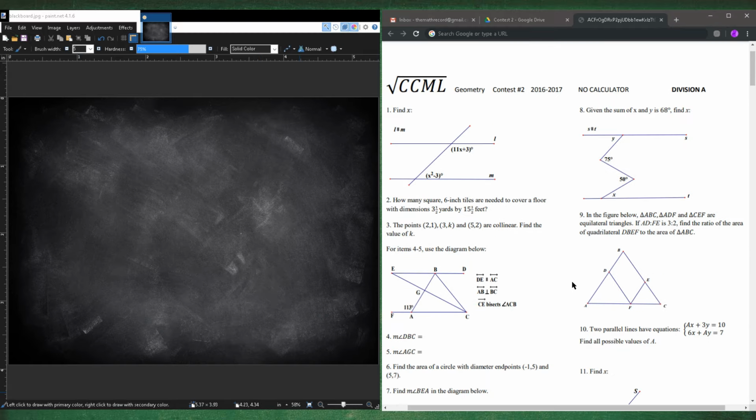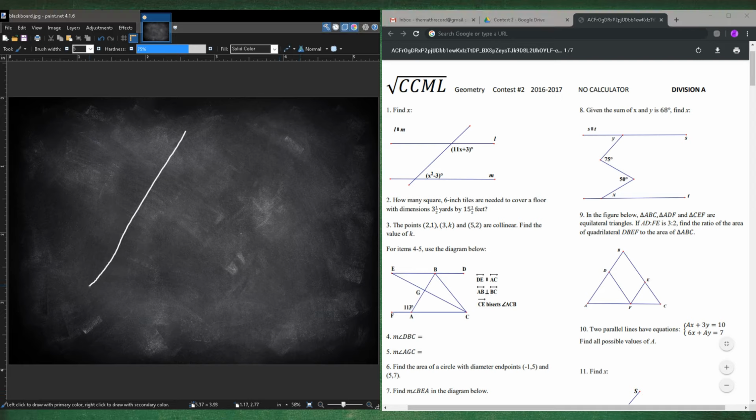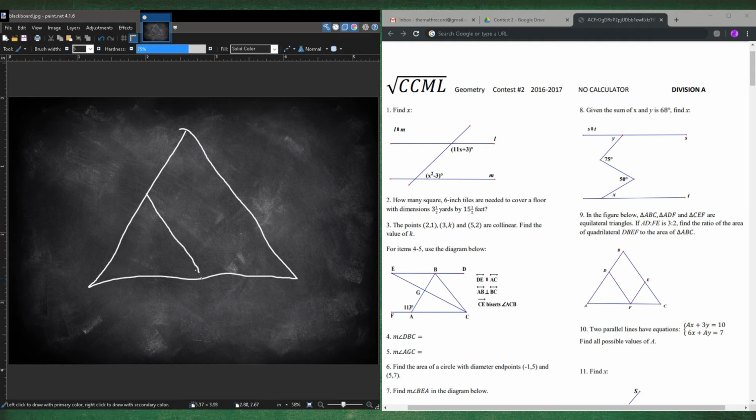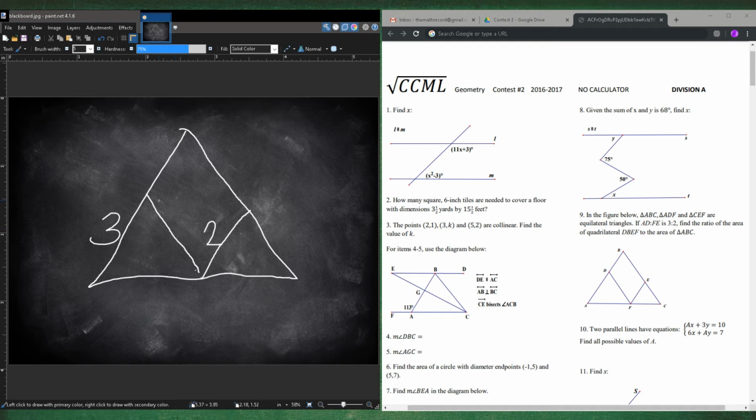Number 9. In the figures below, ABC, ADF, and CEF are equilateral triangles. Actually, let's draw this picture out first. So we have to draw an equilateral triangle, another equilateral triangle, and another one. They say AD to FE is 3 to 2. So this is 3 and this is 2. And find the ratio of the area of quadrilateral DBEF, so the area of this thing, to the area of the entire triangle ABC.